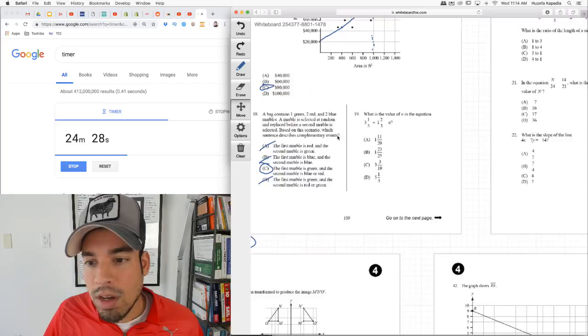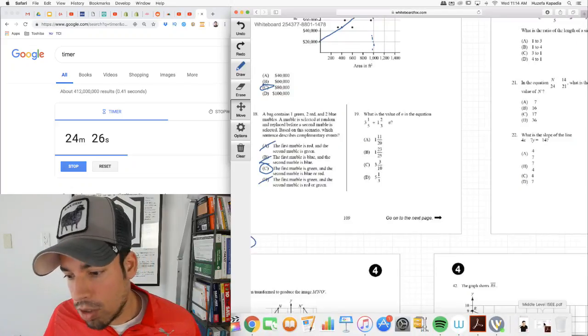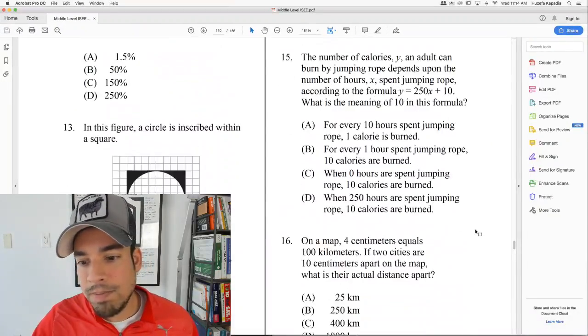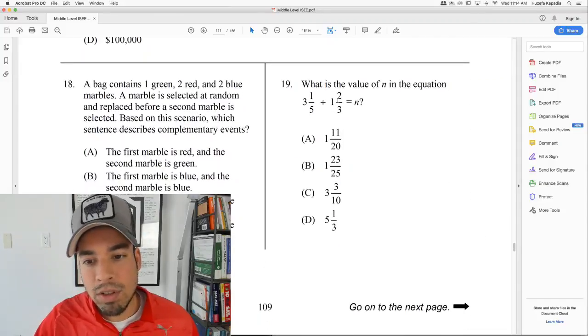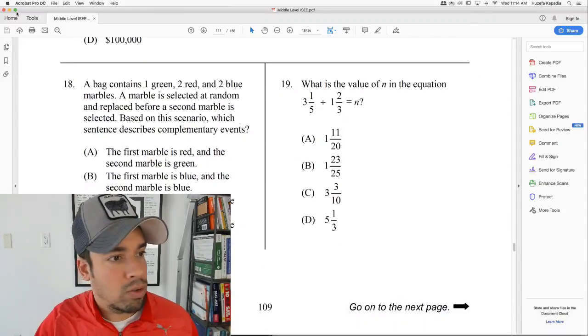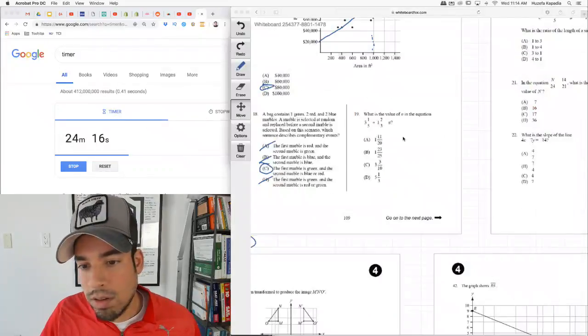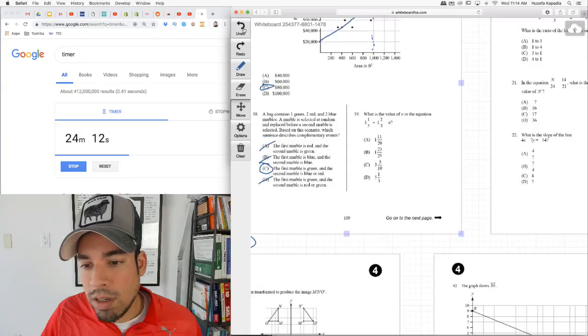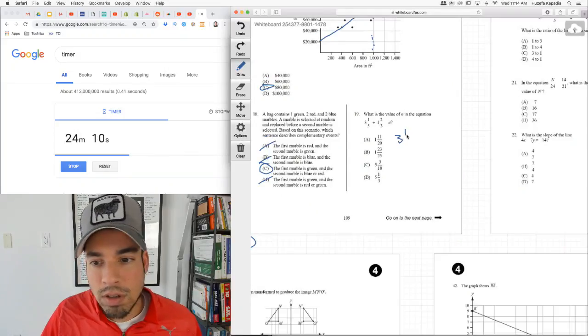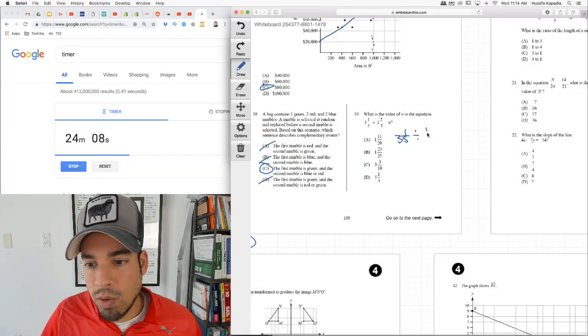Next, what is the value of, let me just look at the real deal here, 19. 3 1/5 divided by 1 2/3 equals n. Oh yeah, I can see that. So 3 and 1/5 divided by 1 2/3 equals n.